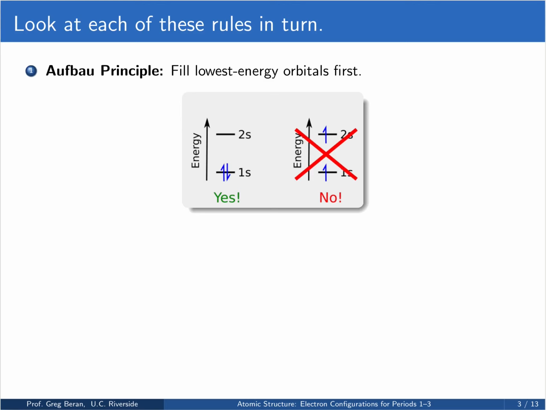First, the Aufbau principle. It says we should fill the lowest energy orbitals first, or fill from the bottom up. So for example, if we had two electrons, the correct electron configuration is to put both of these in the 1s orbital, because this is the lower energy one. Putting one, for example, in the 1s orbital and another in the 2s orbital would result in a higher energy configuration for the electrons. And so this configuration on the left is the preferred one. This is the most stable because it has both electrons in the lower energy orbital.